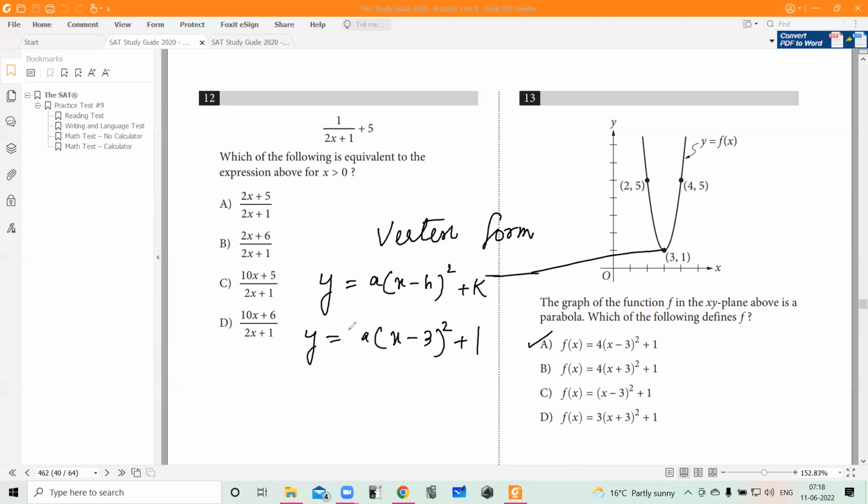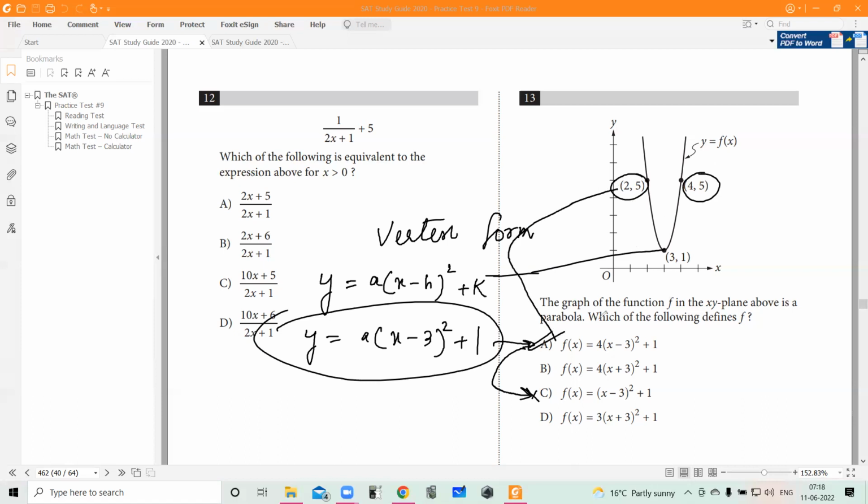So a can be 4, it can be whatever. So it's also matching option A and option C, right? Yeah. But we have eliminated option C because we have already checked 2 points which are both working for option A. So option A is the right answer.